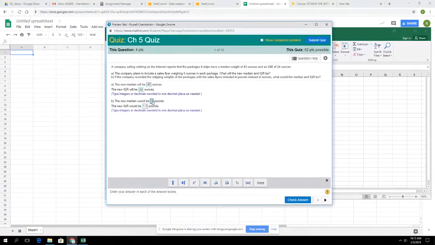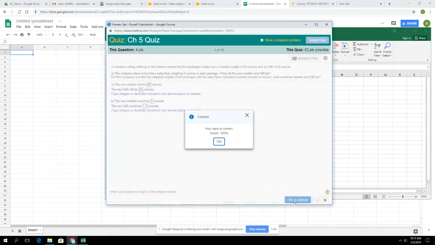Okay, new median will be 3 pounds. I just want to double check. 48 over 16, definitely 3. 24 over 16, definitely 1.5. All right, so I'm feeling good about this. Let's see what we get. Oh, look at that. Doesn't that feel good?